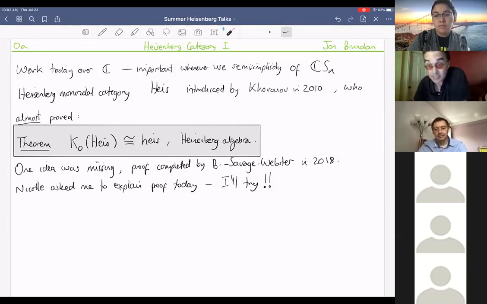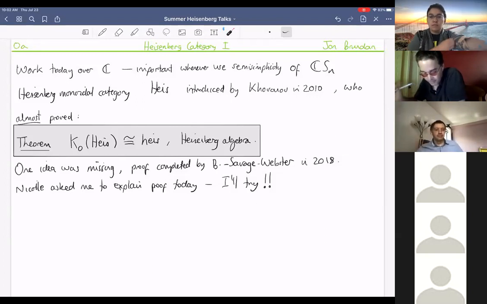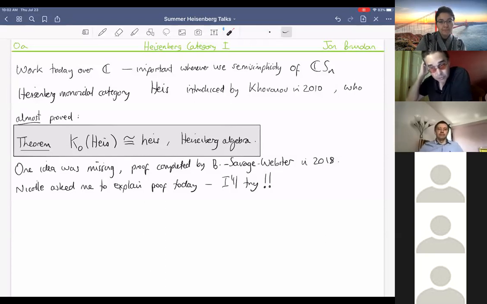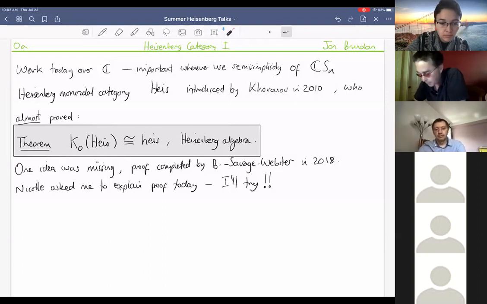I always find it's a challenge to explain a proof in 50 minutes, but I'm going to give it a shot. As a result, I'm going to keep to the purest, simplest first example of the Heisenberg category, since it was first introduced. There's a whole load of generalizations and quantum analogs and so on, but just to get to this proof, I'm going to keep it as narrow and focused as possible so that I can go through that.